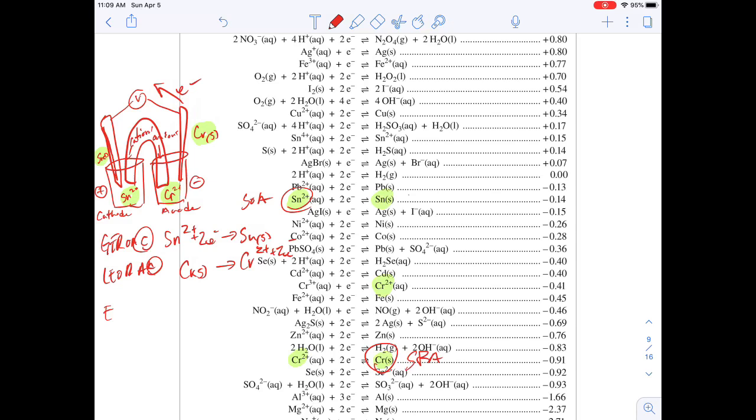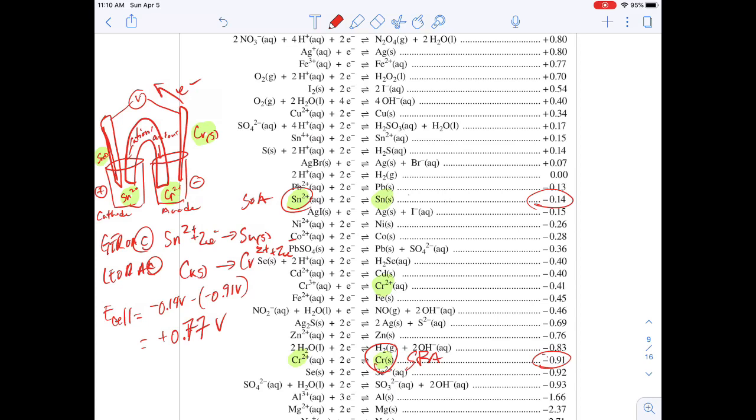Now the E cell is going to be the cathode minus the anode. So I'm going to take negative 0.14 volts, minus the anode, which is negative 0.91 volts. That looks like math I shouldn't be attempting to do in my head. So this is going to be positive 0.77 volts, I believe is correct. But you've got a calculator in front of you, so I'm sure you'll be able to figure it out.